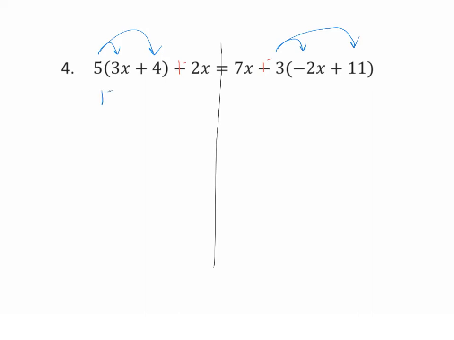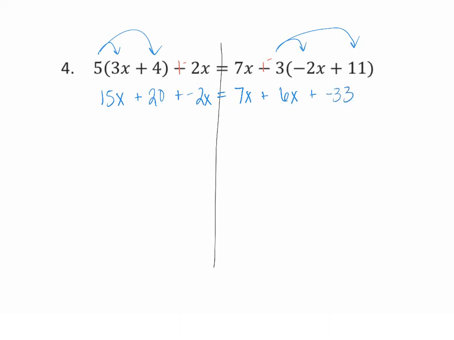5 times 3x is 15x. Keep my plus sign. 5 times 4 is 20. Keep everything else over here. Negative 3 times negative 2 is positive 6x. Negative 3 times 11 is negative 33.